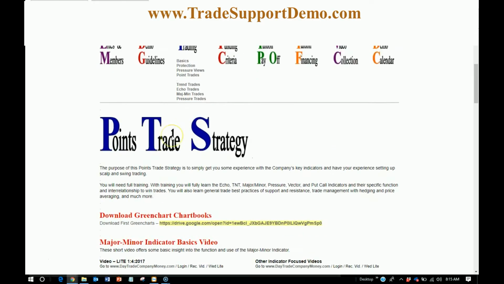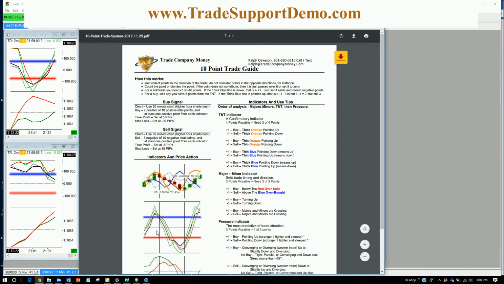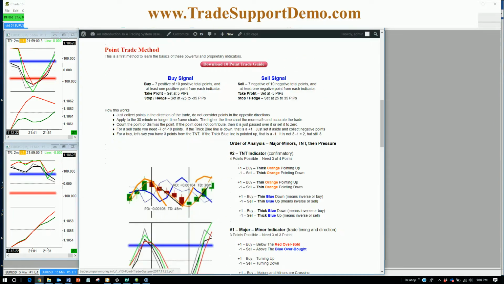And scroll down until you see the 10-point trade instructions. And probably one of the most important things about this is the download, where you can download a PDF of these instructions, as you can see here. Okay? I'd encourage you to print that out if you can and have that by your side as you're going through the 10-point system. We've gone through the instructions previously, and you're familiar with this page.